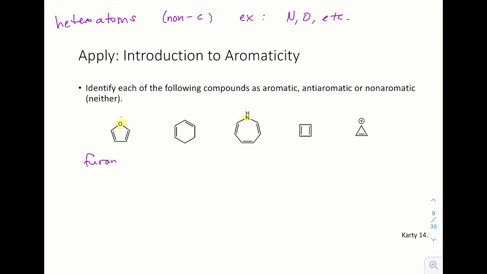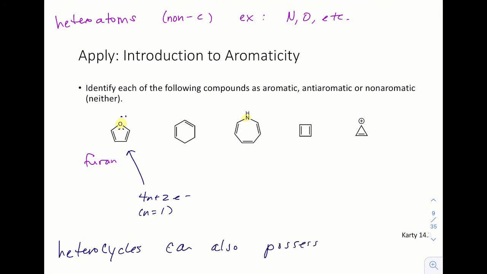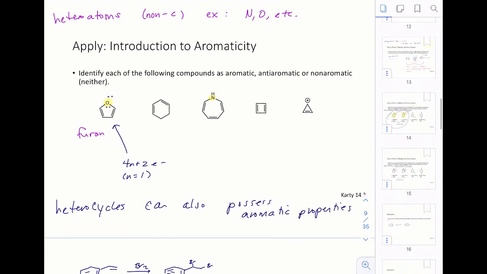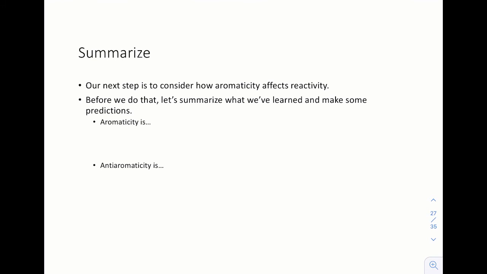We predicted that furan would have aromatic properties. It has 4n+2 electrons in that cyclic system. And that is the case. Furan is a relatively stable compound. So I would like to explicitly state that heterocycles can also possess aromatic properties, meaning special stability due to that cyclic conjugated pi system. Many aromatic heterocycles are encountered in nature. Hint, hint. Now that we understand what aromaticity is, we will use it to analyze the reactivity of compounds with aromatic properties. Before we do that, let's summarize what we've learned and make some predictions.